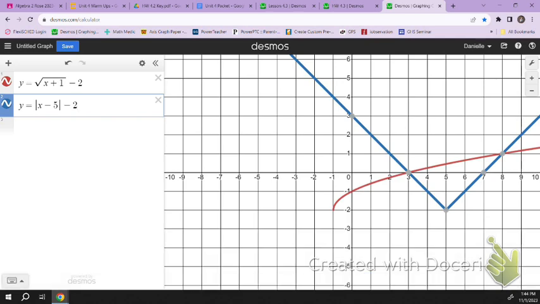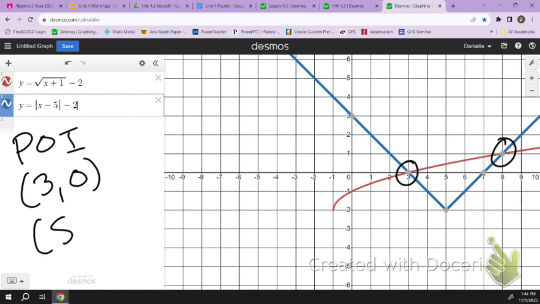Right now we're looking for the solutions. Where are my solutions? 3, 0 and 8, 1. So my points of intersection are 3, 0 and 8, 1. Can you write that down for your check for understanding? We just solved it by graphing for our check for understanding.